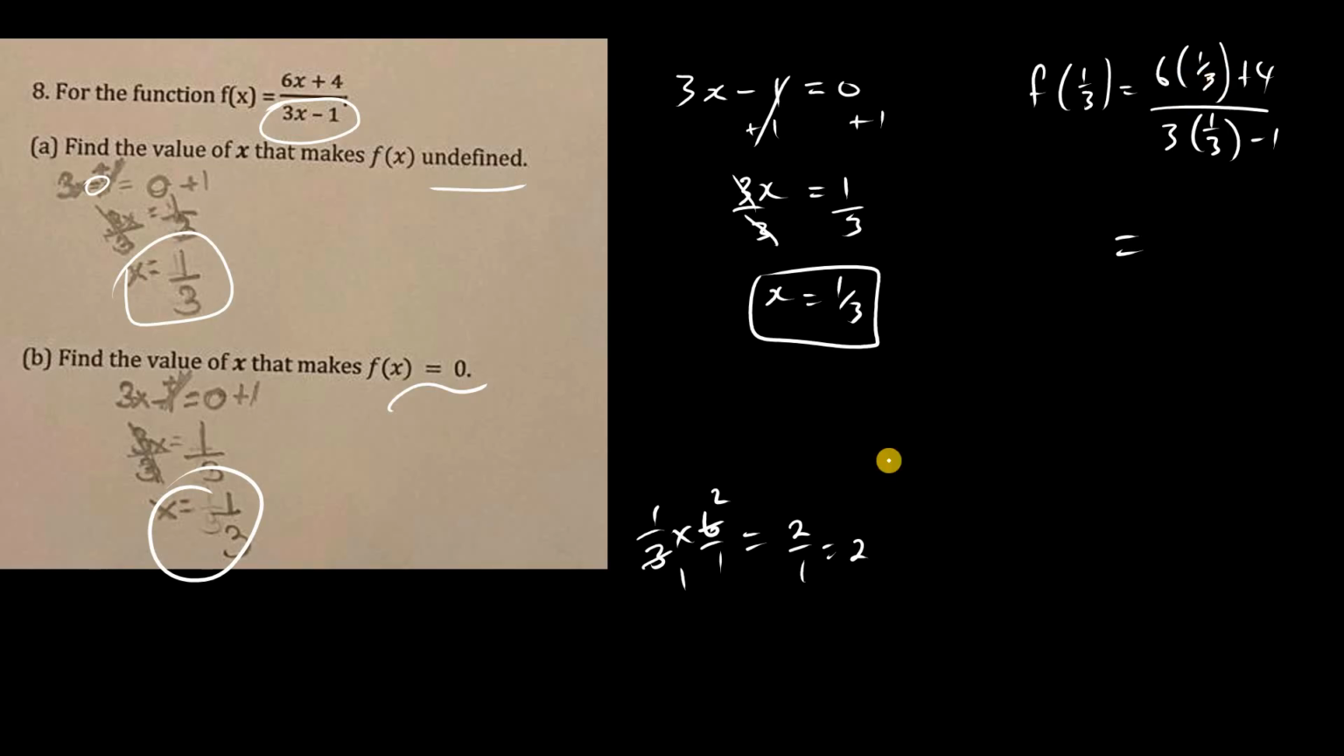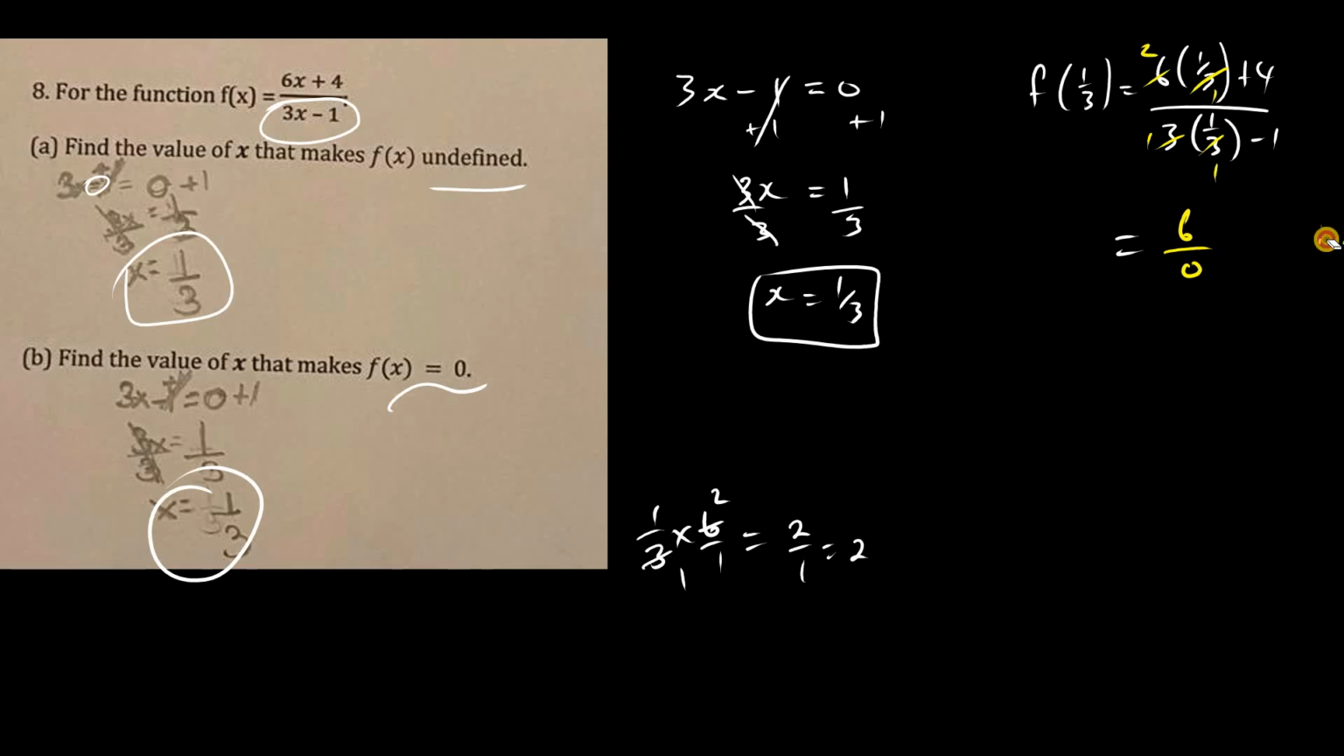Now the denominator. We can say 3 and 3 give us 1. 3 into that goes twice. 2 times 1 is 2, and 2 plus 4 is 6. 3 and 3 goes once. 1 times 1 is 1, and 1 minus 1 is 0. This is undefined.